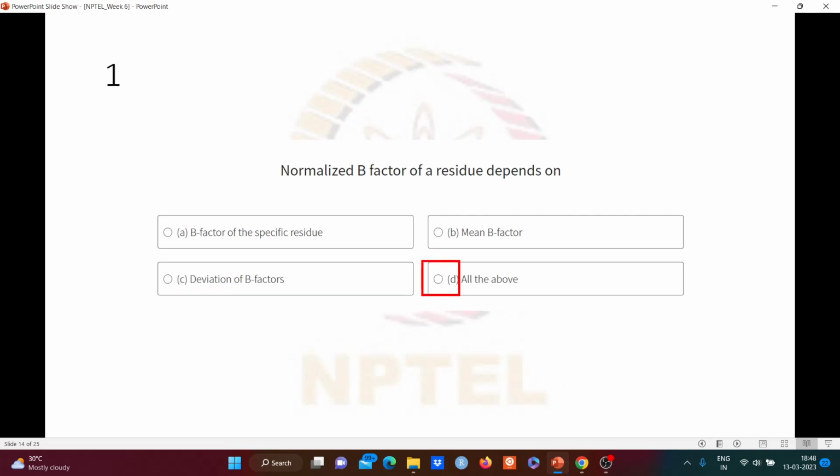The normalized B factor of a residue depends on the B factor of the specific residue, mean B factor, and deviation of B factors. Here, it is calculated as the B factor of a residue minus the average B factor of all residues, divided by the standard deviation of B factors of all residues. So this is similar to the Z score that we calculate: value minus mean divided by standard deviation. This B factor is a measure of average thermal motion of atoms in that residue and is typically reported in angstrom squared.